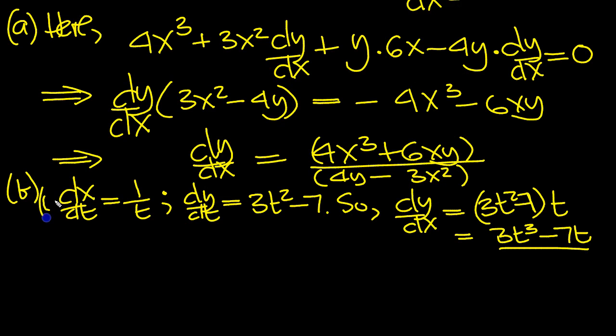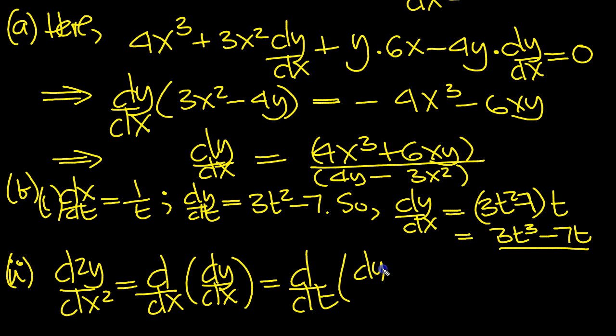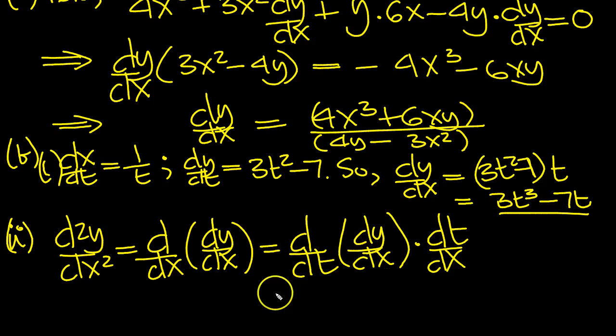So part 2, we need the second derivative, d2y by dx squared, which is just d by dx of dy/dx. Use the chain rule, d by dt of the dy/dx times by dt/dx, isn't it? So let's put the values in and see what we get. So it's equal to d by dt of dy/dx. Here's dy/dx. So differentiate this, we get 9t squared minus 7. That's the d by dt of dy/dx times by dt/dx.